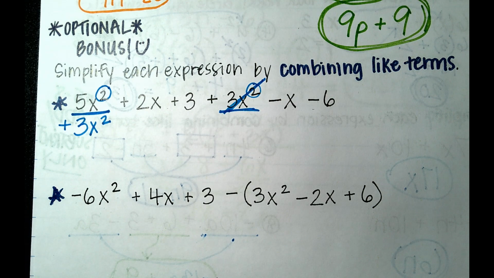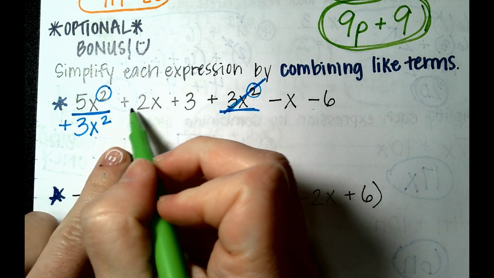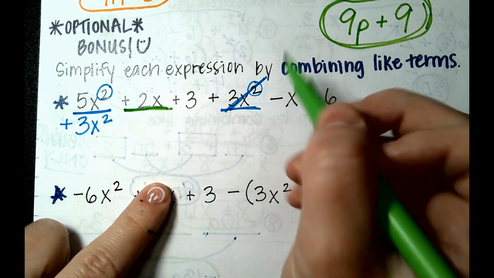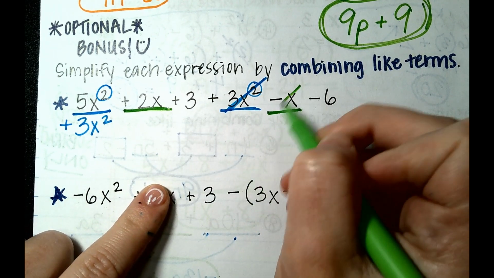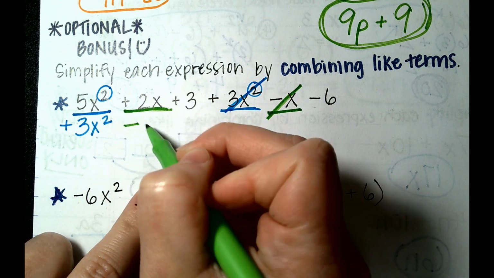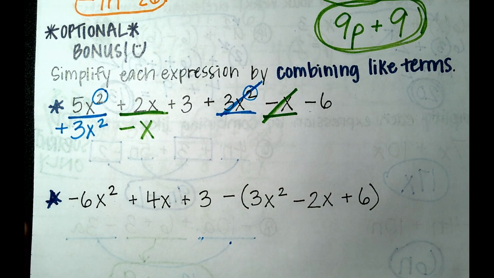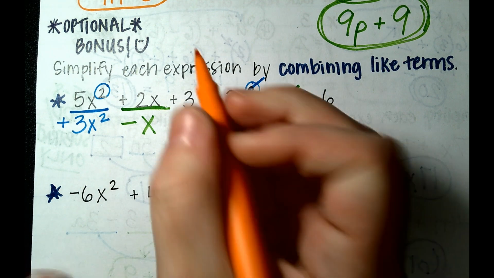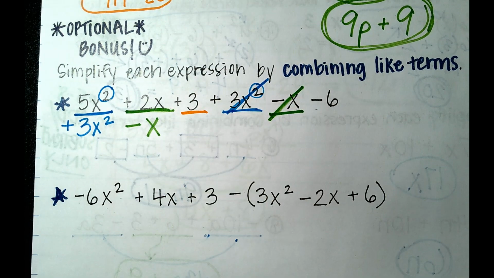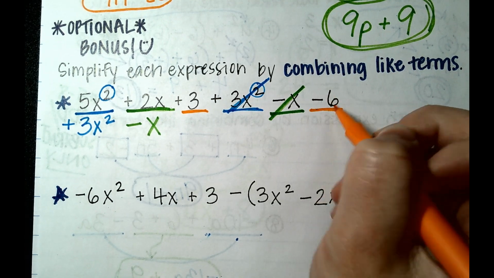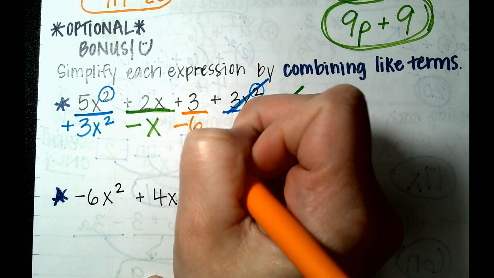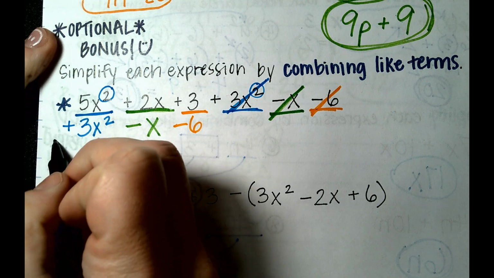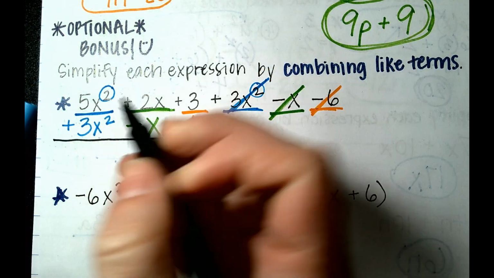Now let's look at the x's. I have plus 2x. Do I have other x's? Minus x, negative x. I'm going to cross that off and write it underneath. Minus x. Okay, then I have plus 3. Do I have any other numbers without variables? Minus 6. So I'm going to cross that off and rewrite it here. Now I just have a big addition problem. I'm just going to add everything top to bottom.